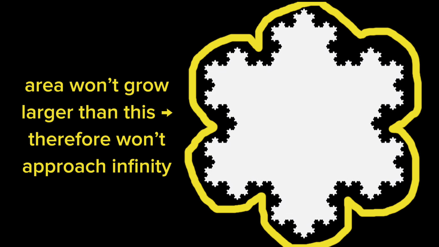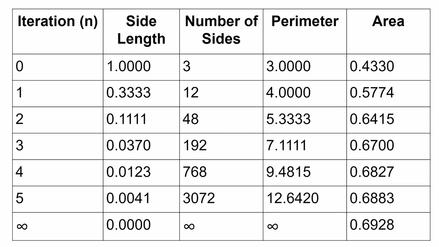The reason the area approaches a finite number is because the shape will never have a larger area than the shape that surrounds it. For example, even though the pattern keeps repeating, the snowflake will never grow beyond this boundary. So its area only increases up to a certain point. But the perimeter will grow to infinity because each step adds more and more sides.